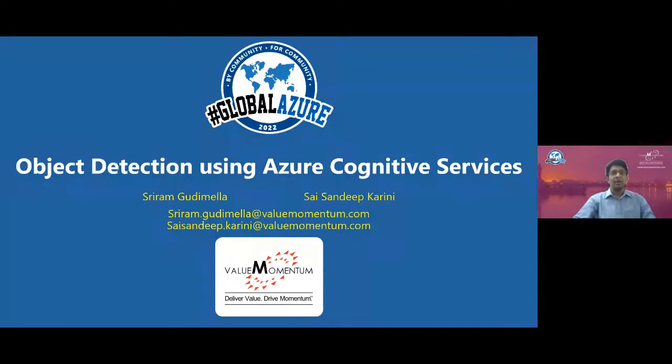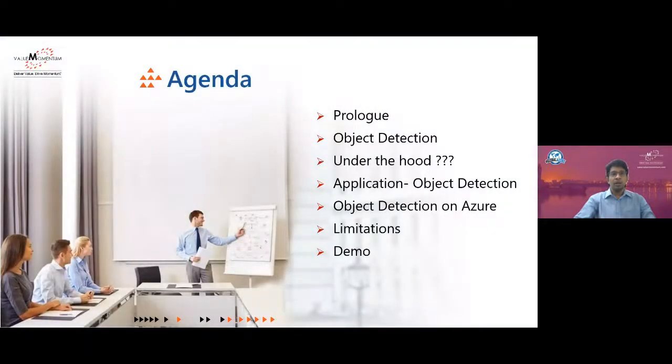Good morning and welcome to the session, Object Detection using Azure Cognitive Services. The way we will be structuring this whole discussion is into 3 parts. The first part will be covering the fundamentals of object detection, what's under the hood, the application examples. The second part will be touching upon the resources that are available on Azure for object detection, what are the different things that you can do on Azure. And then we'll be moving on to a demo, which my colleague Sai Sandeep will be giving you.